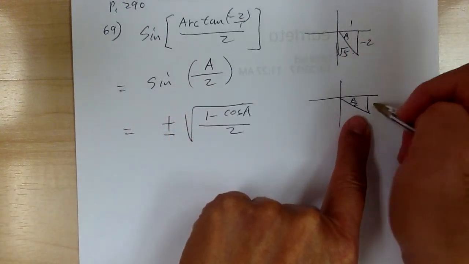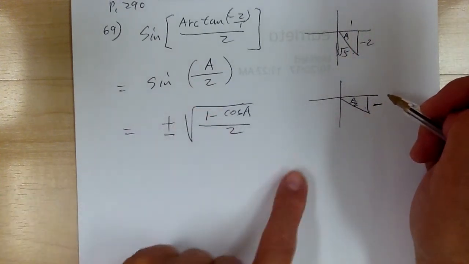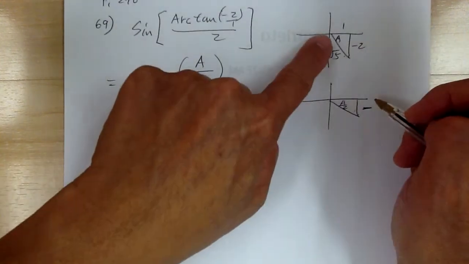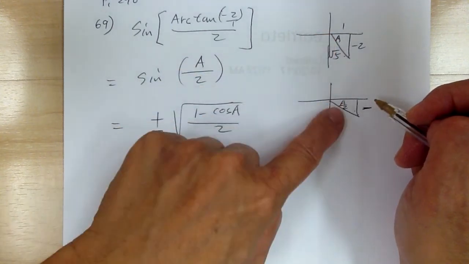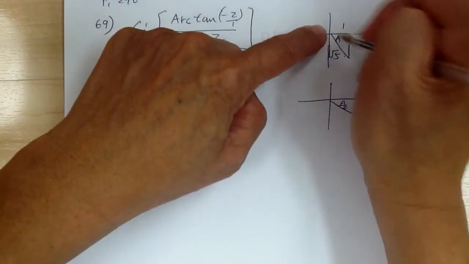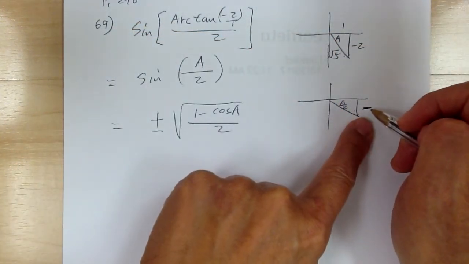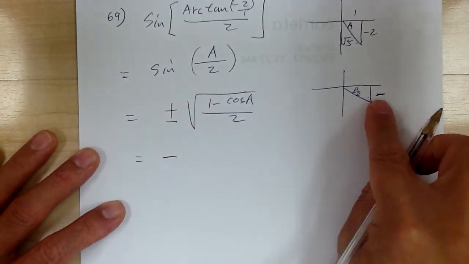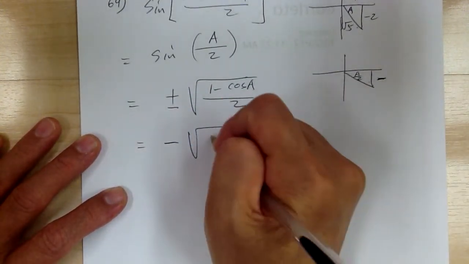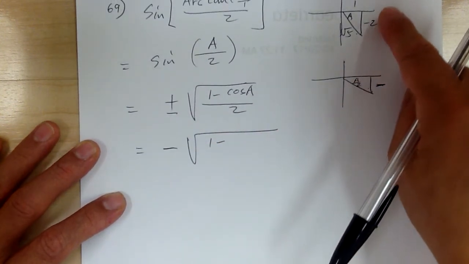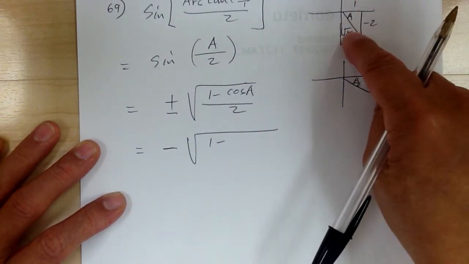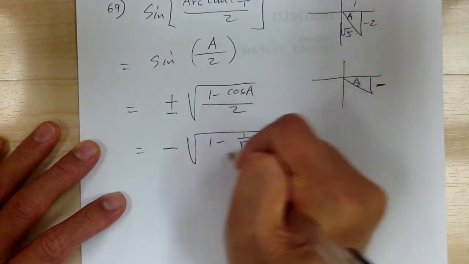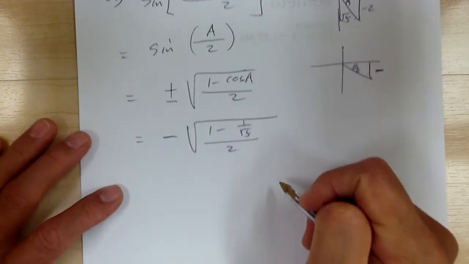From this, you know that sine is going to be negative. So you need to figure out where this is to figure if it's plus or minus. Here's your angle A, so half of that is A over 2. If you halve that, it's still in quadrant 4, so sine is going to be negative. So it's going to be a negative from this. Now 1 minus cosine A. Cosine is horizontal over hypotenuse, so it'll be 1 over square root of 5, over 2.